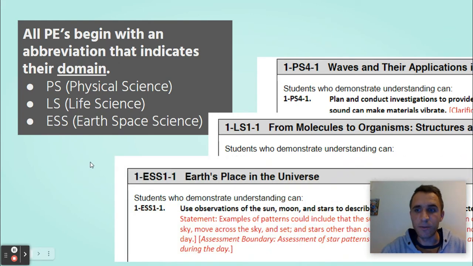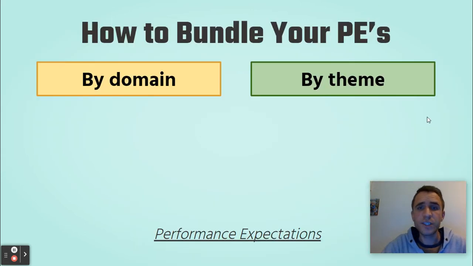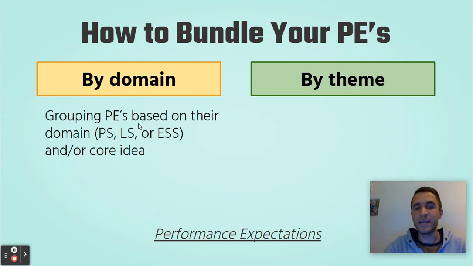So when it comes to bundling your PEs, it's often most natural and maybe easiest to bundle your PEs by domain, right? So you're going to teach an Earth Space Science unit, right? So all the Earth Space Science standards that you teach, you're going to lump them together and create a unit around it. Or same for LS or PS. The purpose of this video is for you to reflect on whether or not that necessarily is the best way to group your PEs, and other ways you could group your PEs instead. So we're going to break it down into two main ways to bundle your PEs. One is by domain, and the other is by theme. So by domain is what we were just talking about, grouping PEs based on their domain, right? So all the PS, all the LS, and all the ESS in separate units, teaching those.